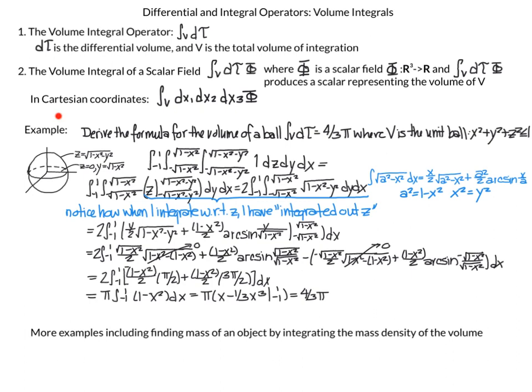Then next we did several examples. The first one was deriving the formula for the volume of a ball or a sphere. And we confirmed that it's equal to 4/3 pi, where V is the unit ball, x squared plus y squared plus z squared less than or equal to 1. Whenever all we want is the volume, we just plug in phi equals 1. We did also have an example of a phi that was equal to a function. Actually, it was equal to the mass density of an object. And then we found the mass of the object by integrating the mass density over the volume.